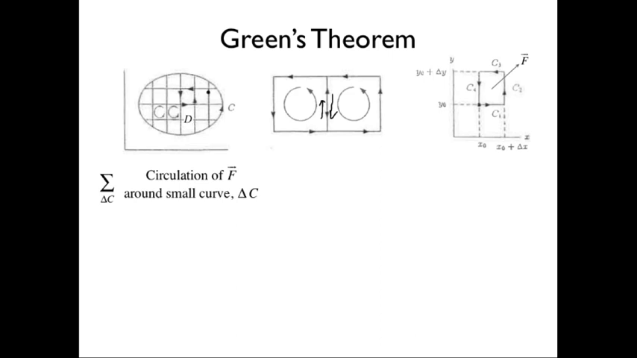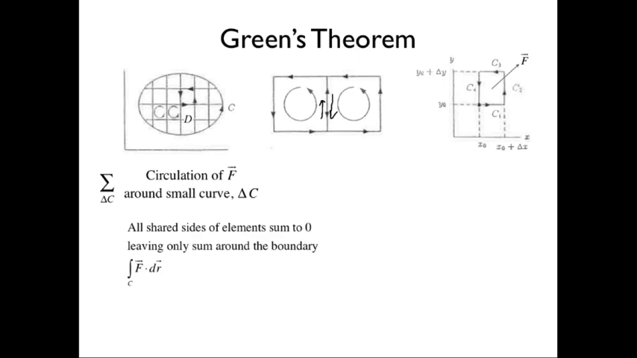And so then when we do that for all of them inside, we're going to add up all the little circulations of the delta C's. What's going to happen? Every shared side is going to go away. Do you see? Leaving what? Just the closed loop of C, right? Everything that doesn't have a shared side is going to be only the closed loop of C. So all shared sides of elements sum to 0, leaving only the sum around the boundary. Okay? So that's the easy way. That's the easy part of this. And that's the first way we're going to think about doing this.